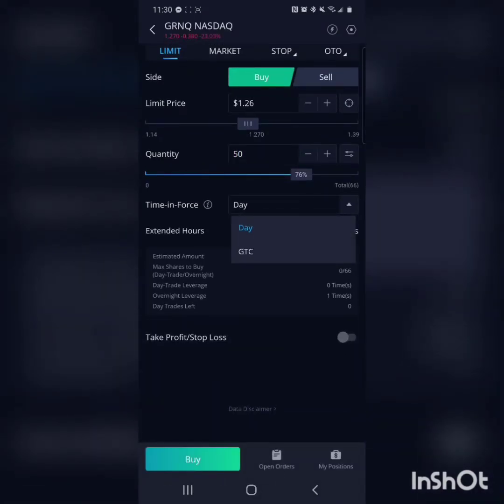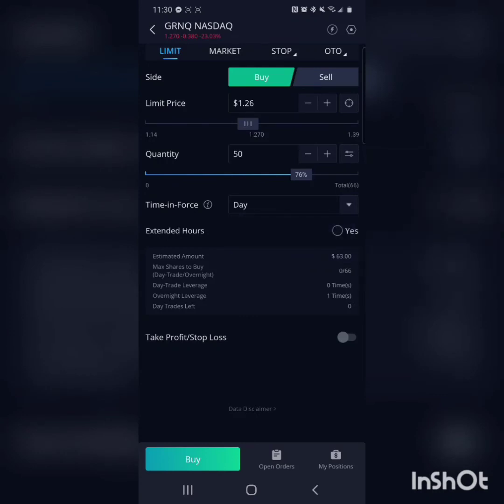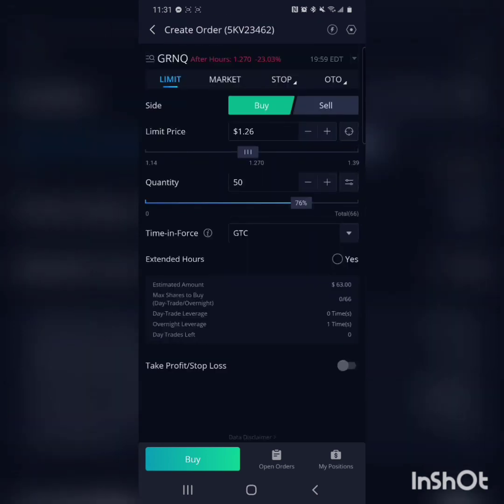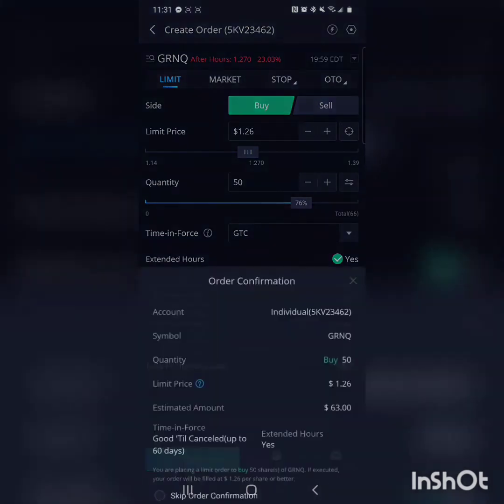You can make this order just for the day. So you set it, and then once 4 o'clock hits, it'll be canceled. Or you can hit good till canceled, and it'll stay up until you cancel it. If you are trading between 4 and 9:30 a.m. or between 4 p.m. and 8 p.m., you're going to want to hit this extended hours button. If you don't, your trade is not going to go through. So make sure you got that clicked. Okay. And then you hit buy.